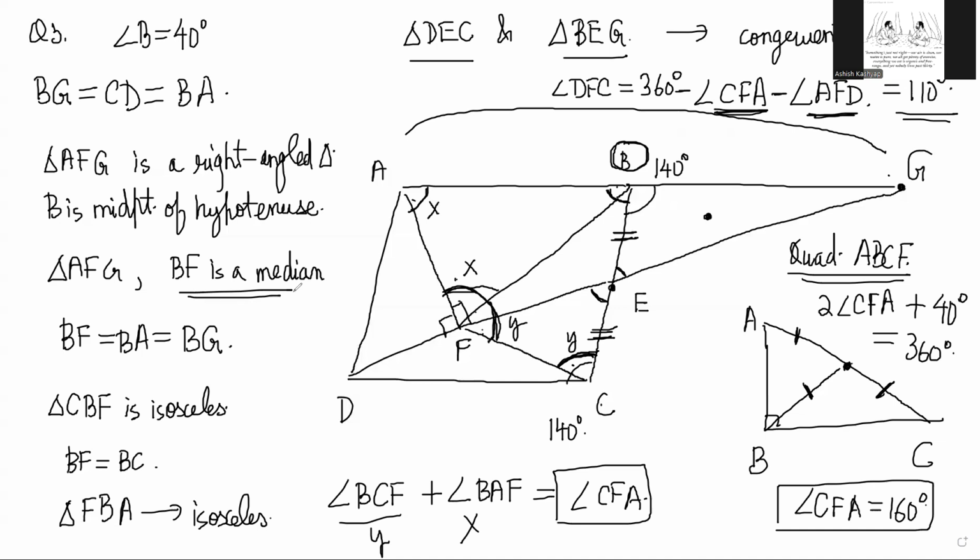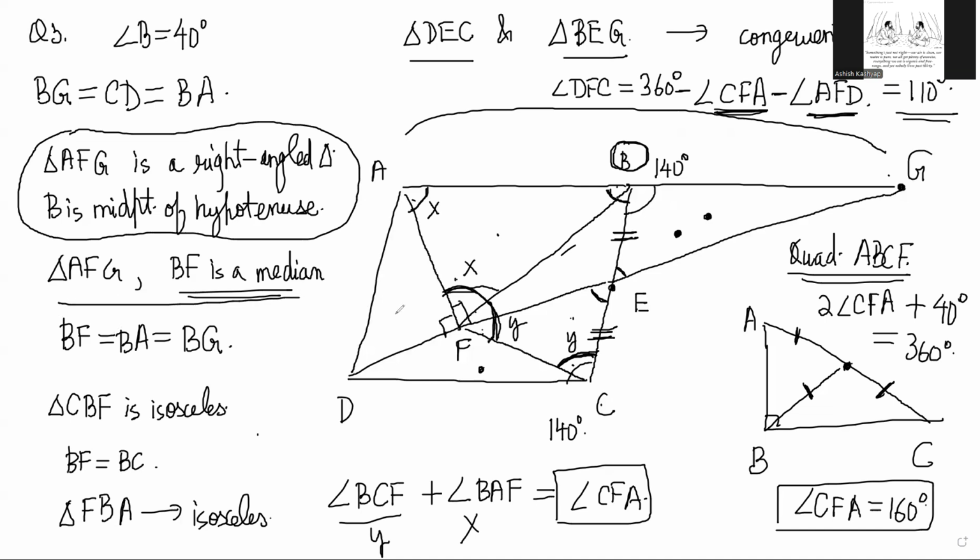Basically, the point here was extending this, and noticing congruency between this and this triangle. And after that, we joined F to B also, and we got two triangles which are isosceles. And also the important thing to realize was right angle triangle midpoint of hypotenuse is circumcenter. It's angle chasing and these basic properties only, nothing very strange or something. Okay.